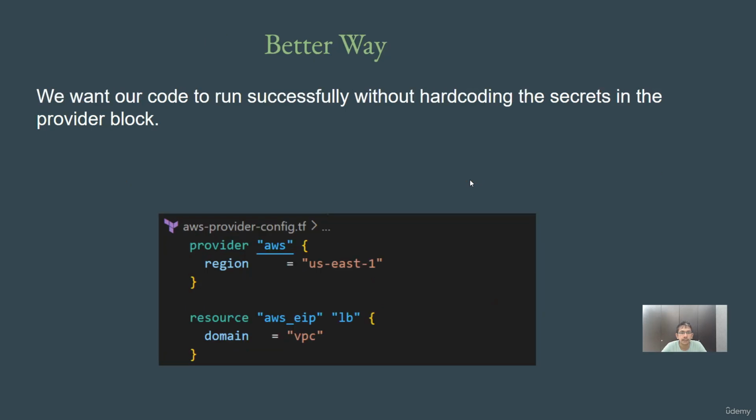So discussing what we want to achieve, at the overview, we want our code to run successfully without hard coding the secret in the provider block. For example, even if the provider block is defined in this way, things should work successfully. So the only thing here is the provider and we are specifying the region. That's about it. So in an ideal configuration, this code should work. So in today's video, we are going to look into how we can achieve certain steps through which this kind of code would work successfully.